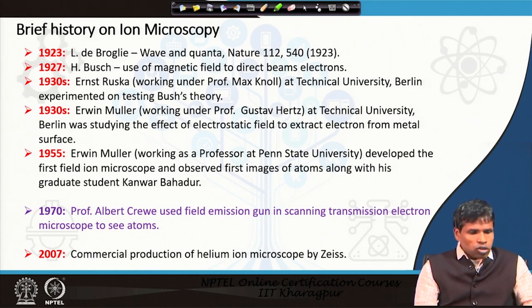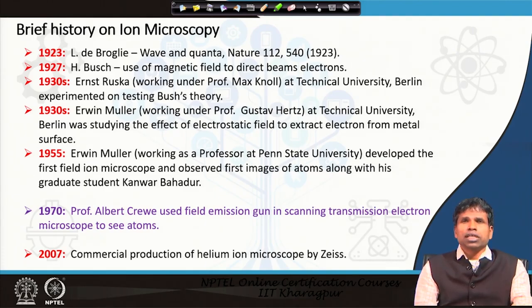Actually, Ruska received the Nobel Prize in 1986 along with Binnig and Rohrer, who discovered scanning tunneling microscopy. So one part of the Nobel Prize was given to Binnig and Rohrer for the discovery of scanning tunneling microscopy, and another part was given to Ernst Ruska for his contribution to electron microscopy.